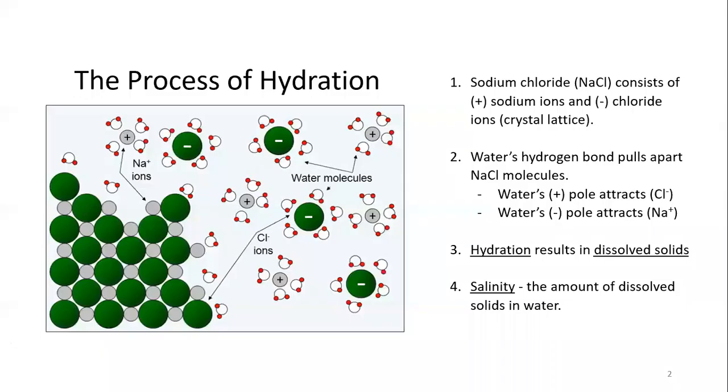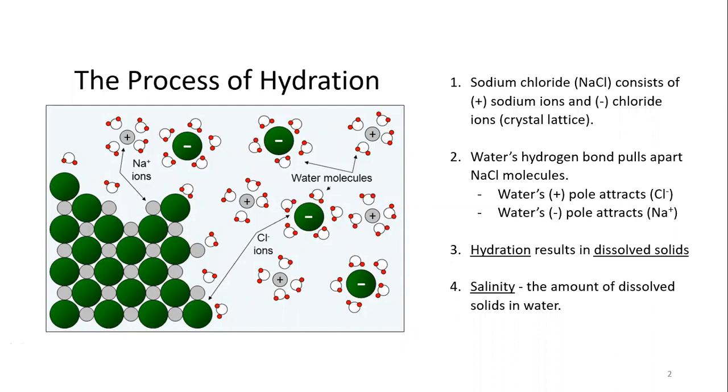The process of hydration. The water molecule is often called a universal solvent because of its effectiveness in breaking or hydrating the crystal lattice into dissolved ions. At the molecular level, hydration is the process of dissolving sodium chloride, which consists of positive sodium ions and negative chloride ions in the form of a crystal lattice.